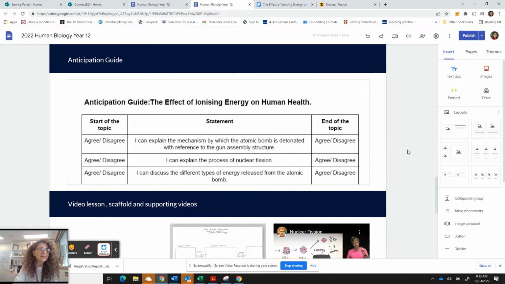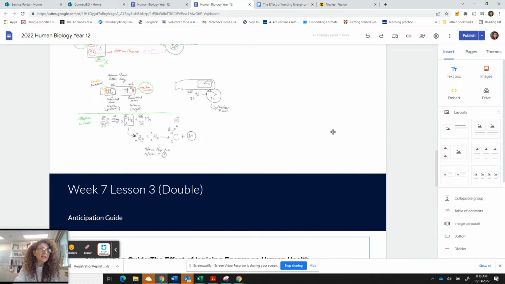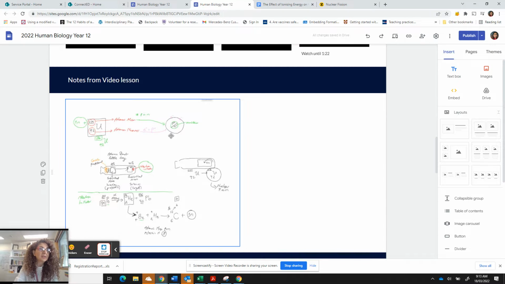All right, so in today's lesson, we're going to be continuing by looking at the atomic bomb and how it was able to produce radiation. Now, in the previous lesson, I took you through the reactions that occurred in the atomic bomb within the neutron initiator. We looked at the structure of the atomic bomb and the fact that it had a gun-like assembly structure.